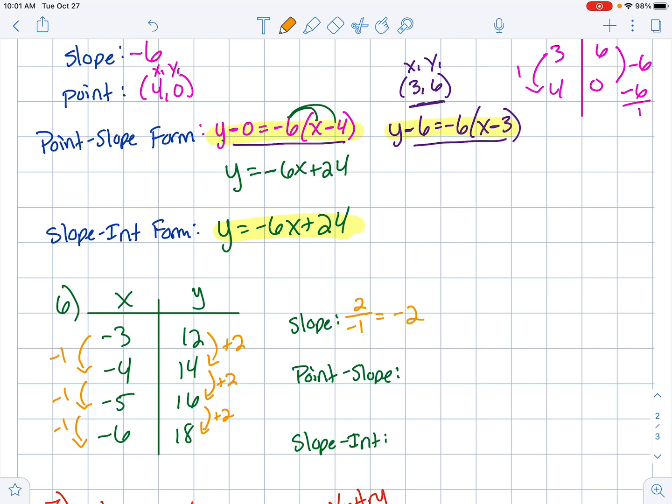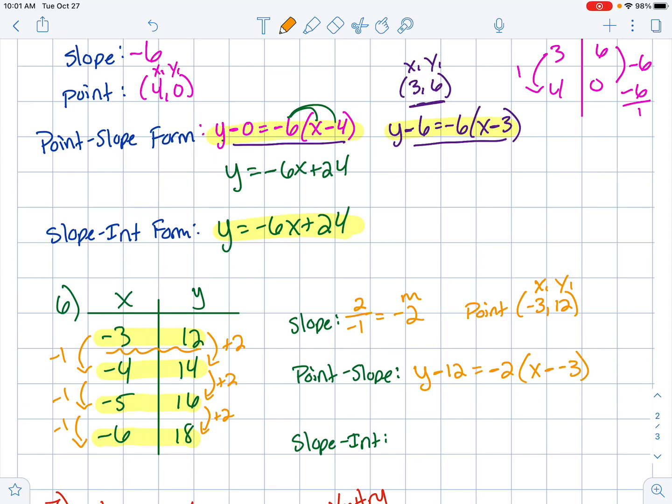Now, when you choose your point, remember when you have a table, you have a bunch of points. You have -3, 12, you have -4, 14, you have -5, 16, or -6, 18. You can use any of those. Okay, I normally use the smallest one, so I'm going to go ahead and use -3, 12. So now that would be my x1, y1. My slope is my m. I'm going to plug it into point slope form. So y minus my y1 is 12 equals my slope is -2 times x minus my x1 is -3.